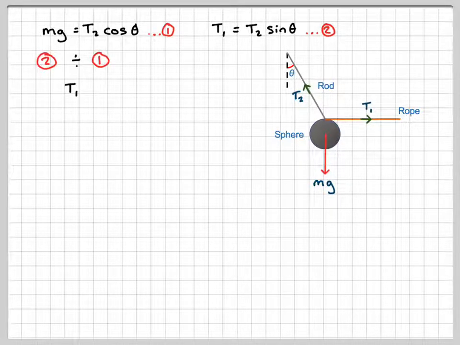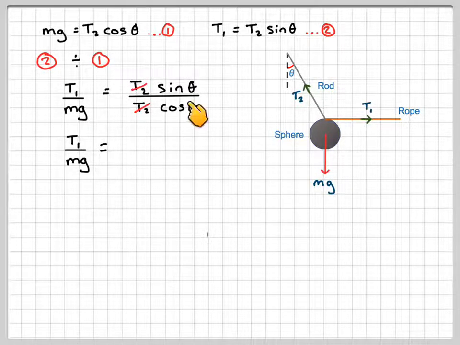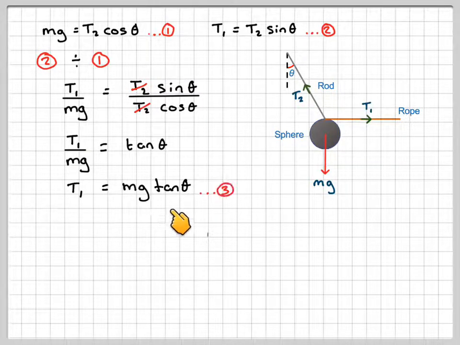So equation 2 divided by 1 gives T1 over mg equals T2 sine theta over T2 cos theta. The T2's now cancel out, and sine over cos is tan theta. And then we get an expression for T1: T1 is equal to mg tan theta. That is equation 3.